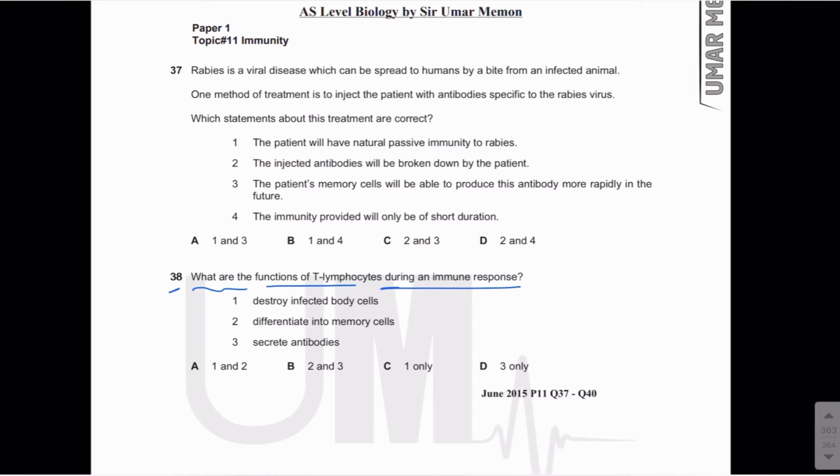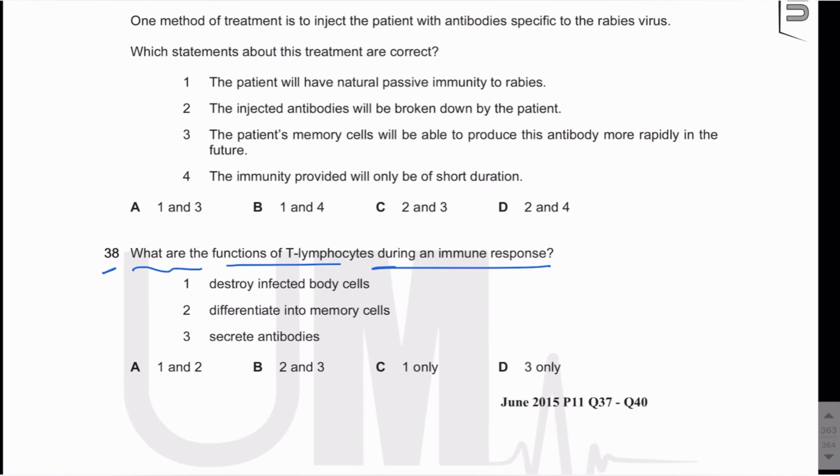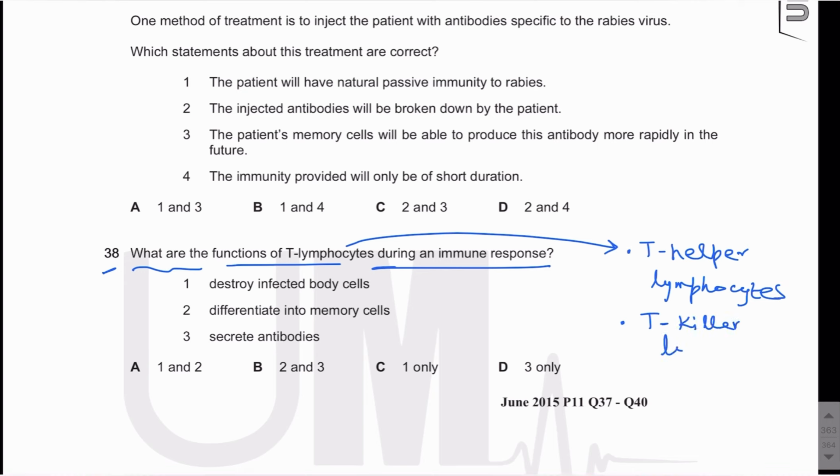So T lymphocytes are of two types. What are those? One is T helper lymphocyte and the other one is T killer lymphocyte, right? So there are two types of T lymphocytes, T helper lymphocytes and T killer lymphocytes. So we have to state the functions of T lymphocytes during an immune response.